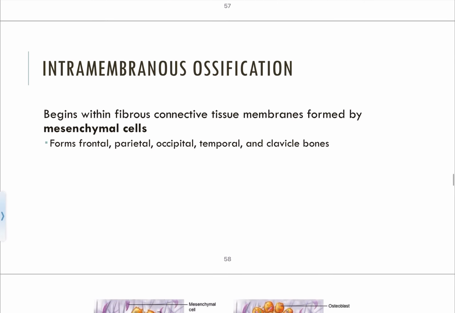Intramembranous ossification, like I told you, the big thing really here is that instead of beginning with cartilage, we are building our bone from a membrane. The biggest thing here again is to worry about what bones are formed via this route. Basically, all the bones that make up our skull, and then our clavicle bones as well.